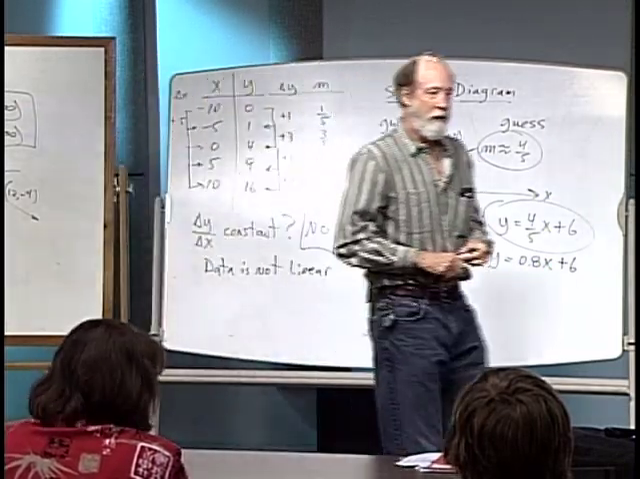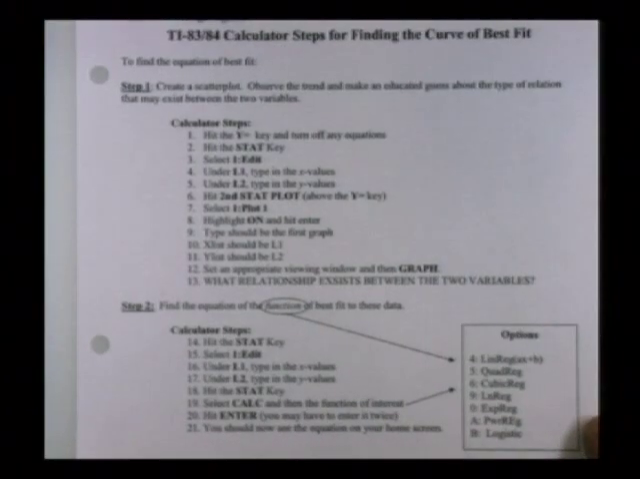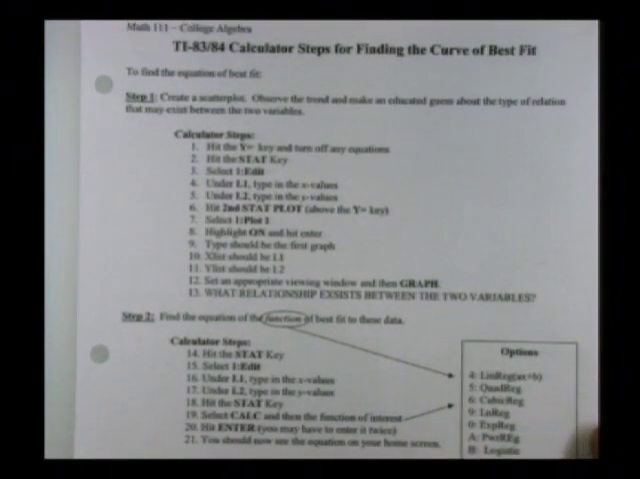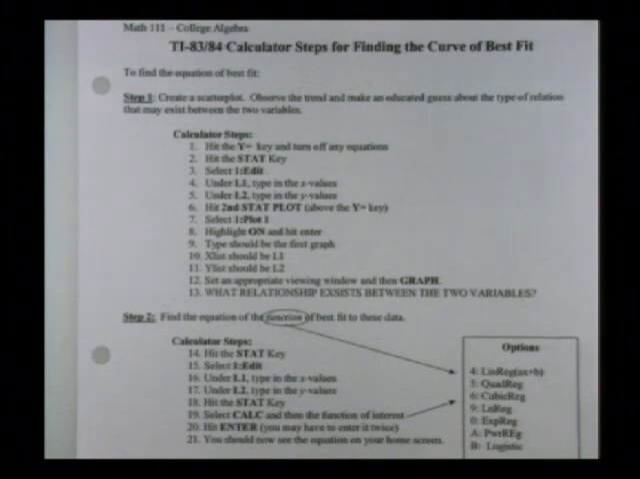Okay. So let's come over now and learn how to use the calculator to enter a set of data, and then let the calculator generate the line of best fit for us. And before I do that, there is a handout. I want to make sure I get it up here on this viewing screen so that it'll be on the DVD. And this is the first part of the handout, and then I'll move that in a second.